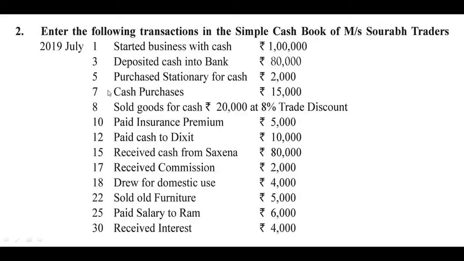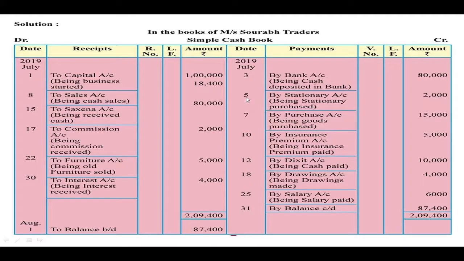Next, 5th July purchased stationery for cash. Now here it is an expenditure. When stationery is purchased, in exchange the businessman has to give the cash. It means cash goes out of the business. Therefore, this transaction of the expenditure will be recorded on the credit side of the cash book. Here 5th July by stationery account, amount is written here, and the narration being stationery purchased.